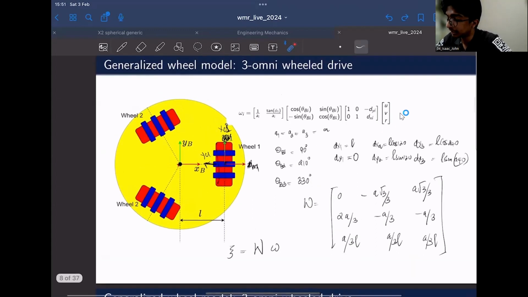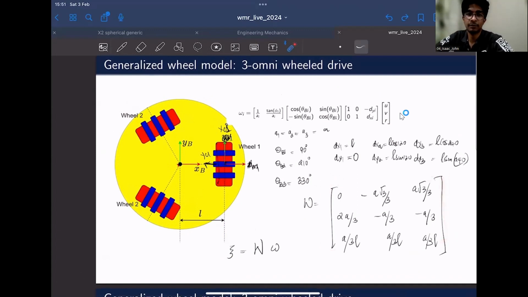So in this case, the rank of this W matrix for omni wheel is always going to be 3. And same in the case of a mechanum wheel drive, that is also going to be 3. So that means it can realize all sorts of movements, U, V, R, or any of their combinations. They can realize that.